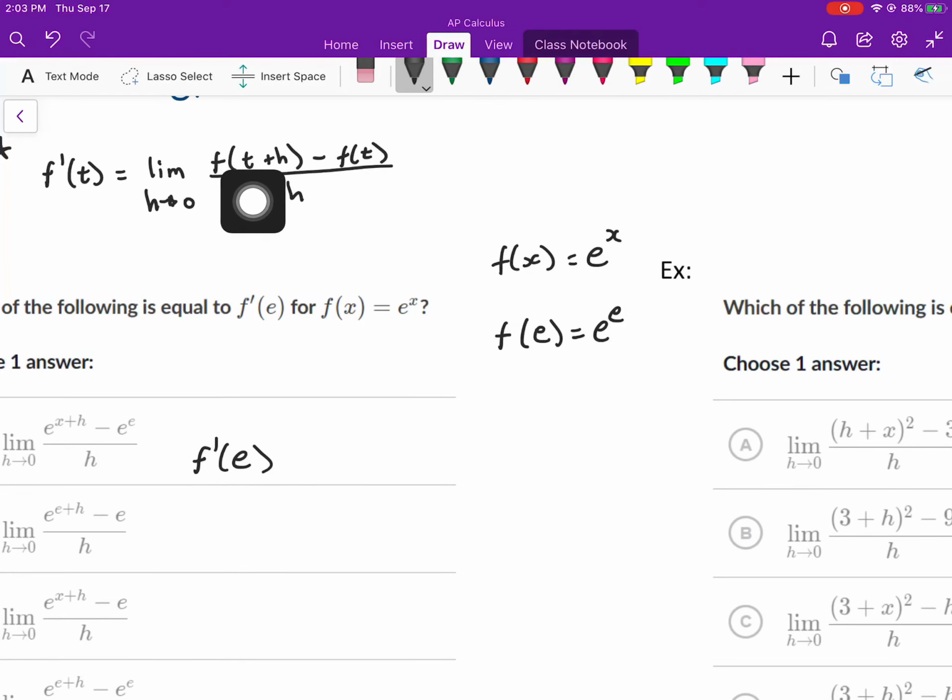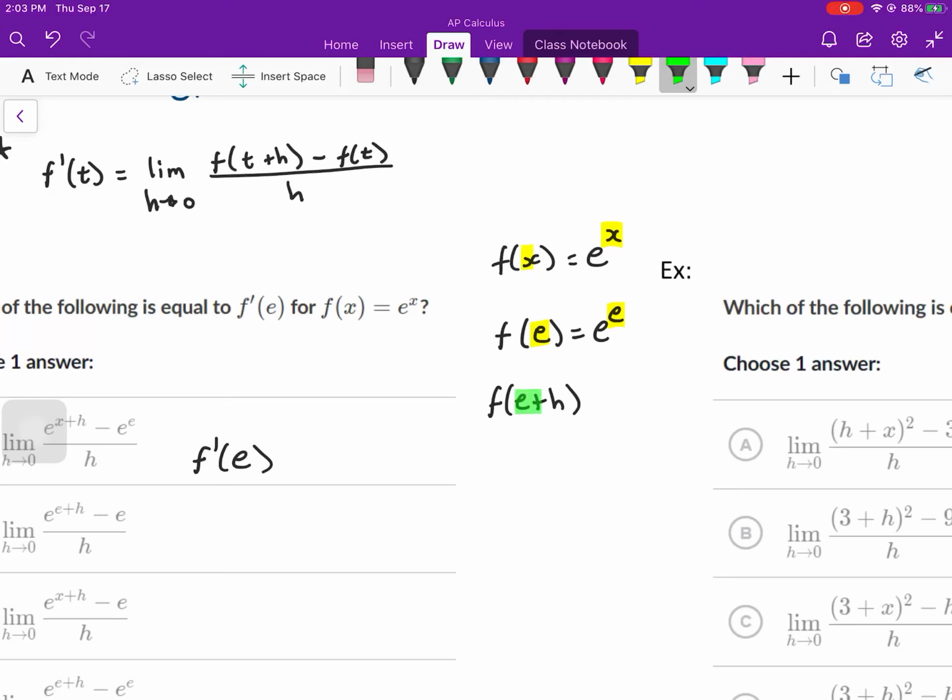And then we also need to know what is f of t plus h. In this case, remember, e is t, so f of e plus h. Notice this is f of t plus h. So it's basically, you know, t is going to be e, like I said. That input's going to be e. So we need to find out what is f of e plus h. Don't overcomplicate this. We replaced the x with an e. That's how we got that, right?